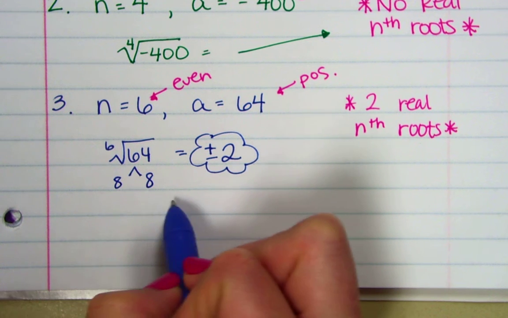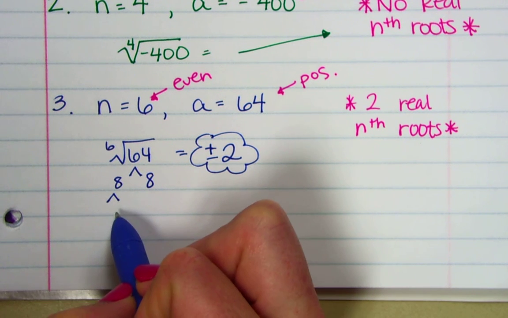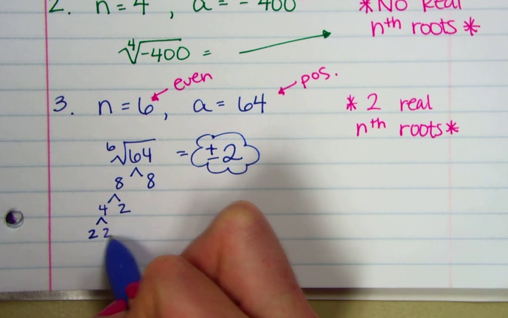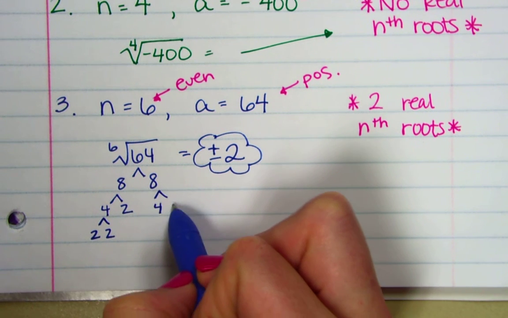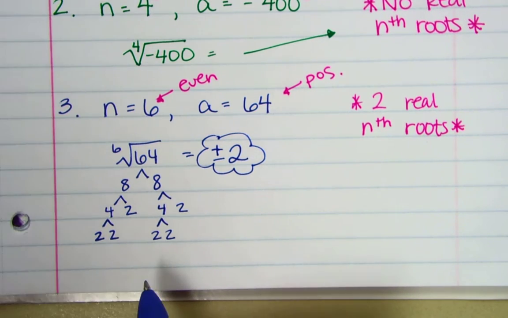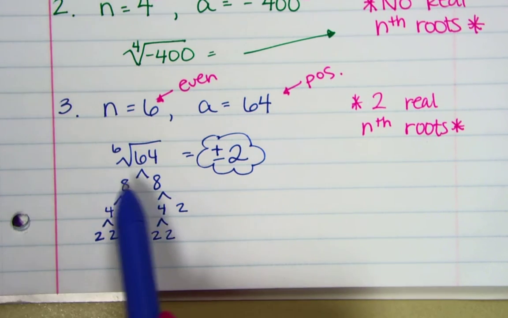Something else, but this will work. 8 times 8. 8 times 8 is what? 4 times 2. 4 times 2. 2 times 2, and then 4 times 2. 2 times 2. Now, when we were doing square roots, think about it.